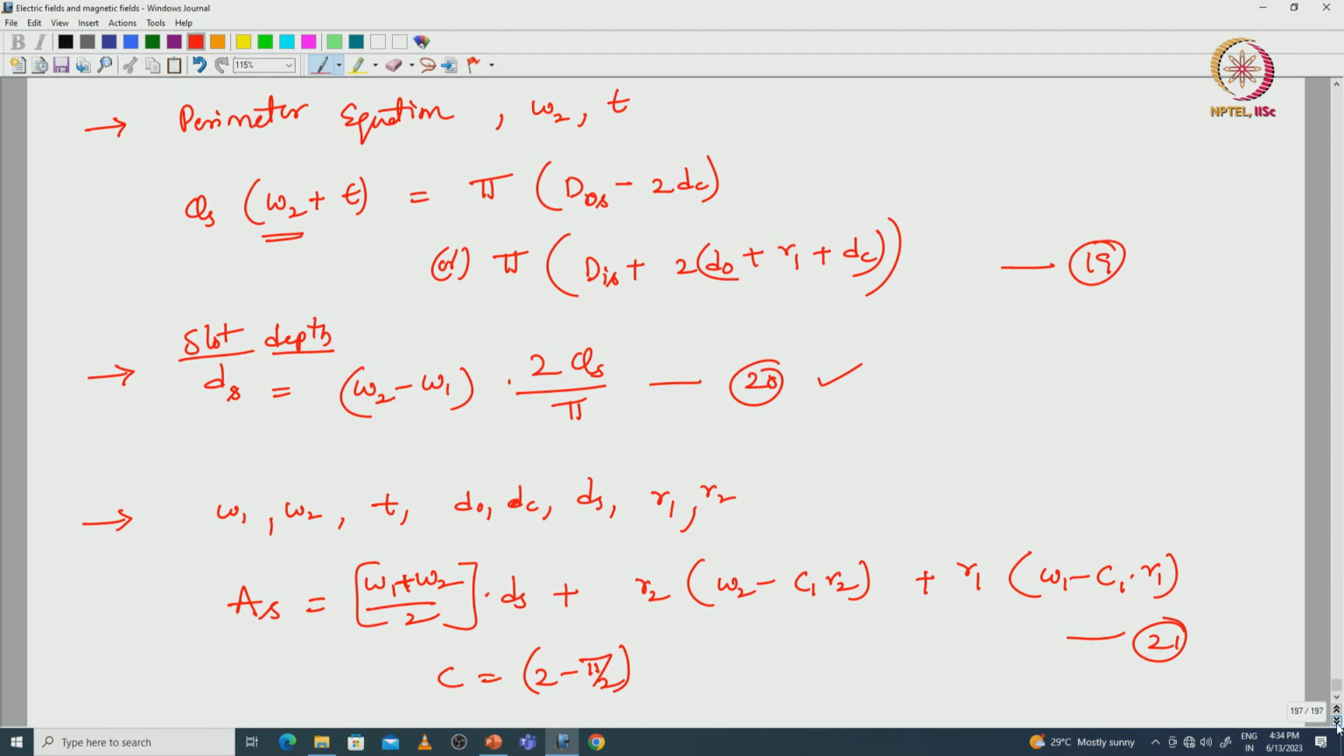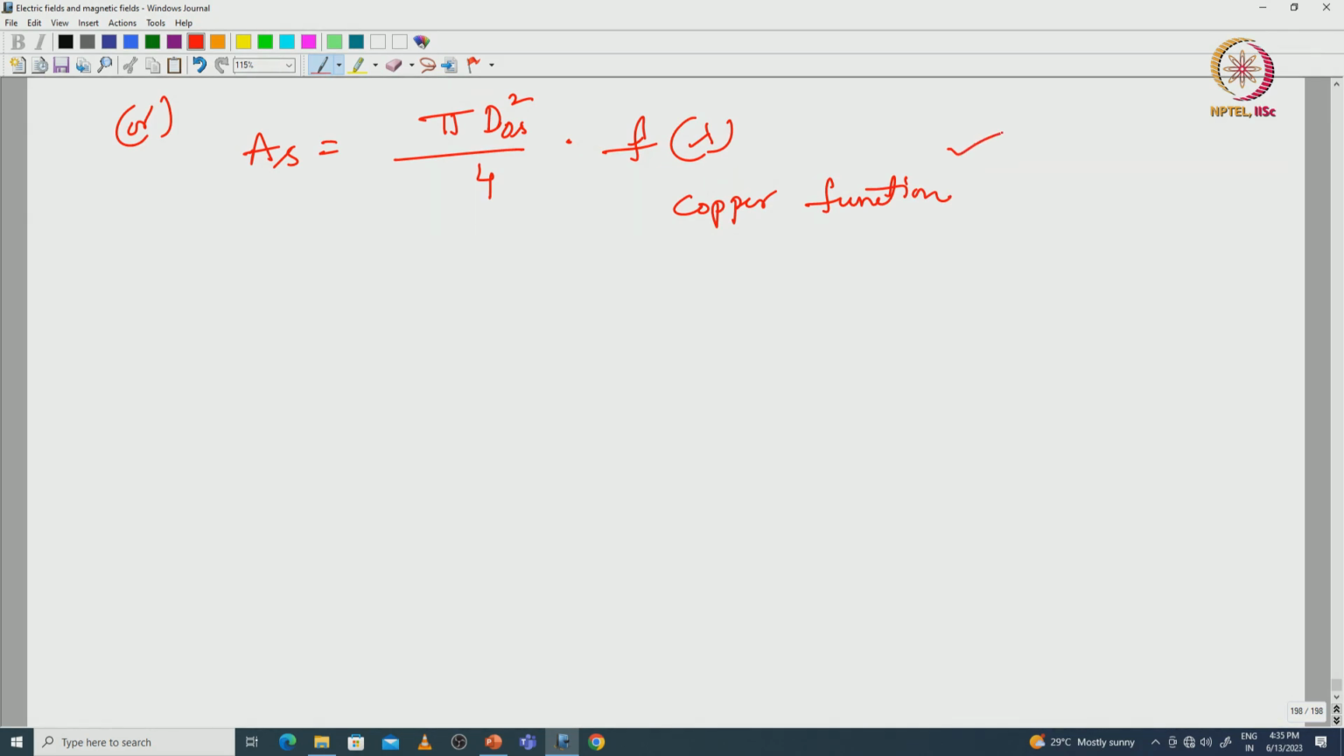If we follow the D cube L equations, from there also AS equals pi into d naught s square by 4 into the copper function f of lambda. From this equation also we can find the slot area.